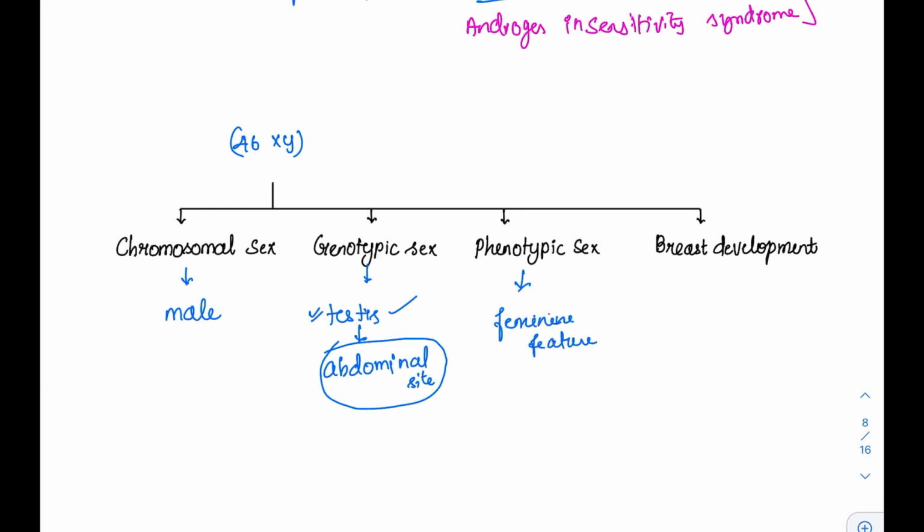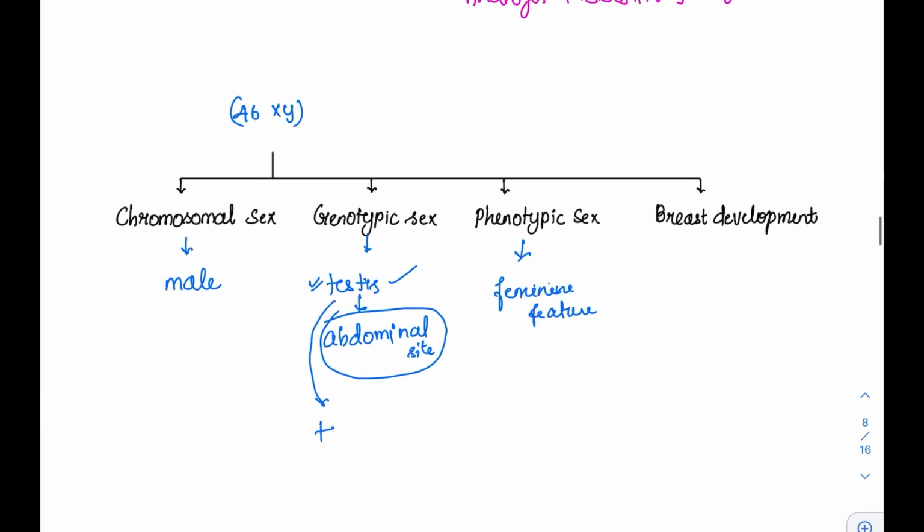And I told you this testis is able to produce the testosterone, but it is not acting in the required way because androgen receptors are not there. So what will happen to this testosterone? In the periphery, this testosterone will get converted to estrogens. So lots and lots of estrogen will be available for this person. That's why it is called testicular feminizing syndrome. Testis is indirectly producing lots of estrogen through the testosterone conversion.